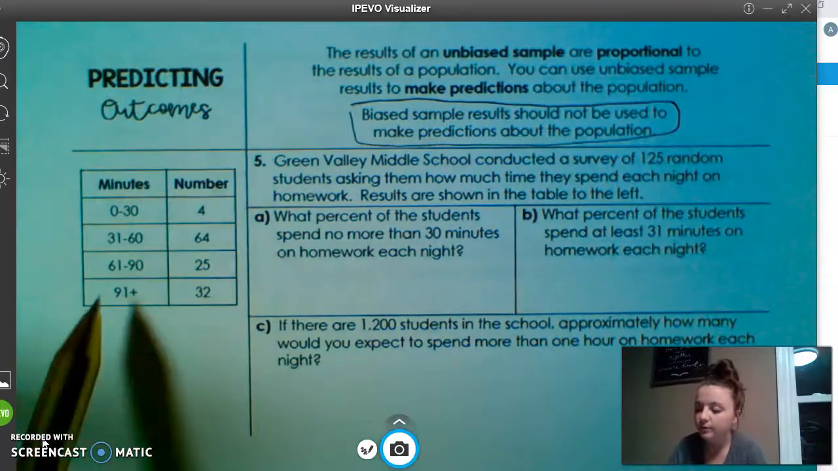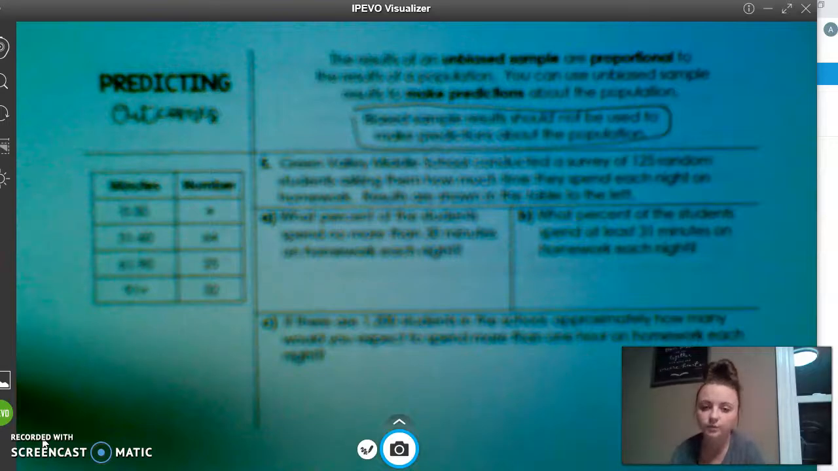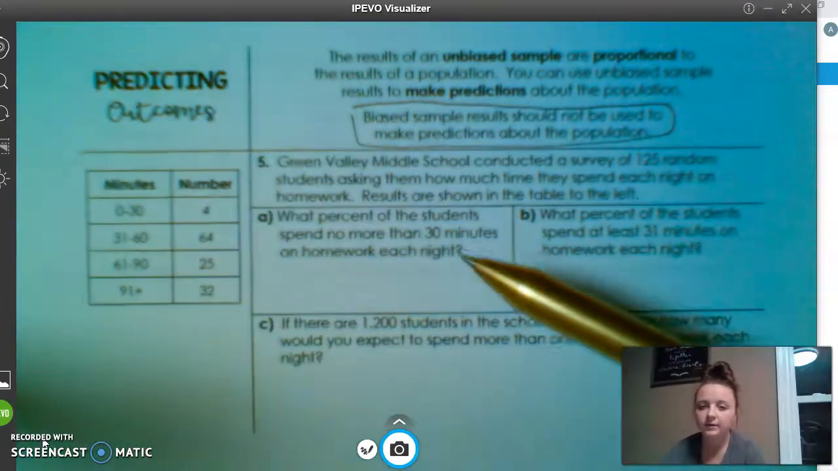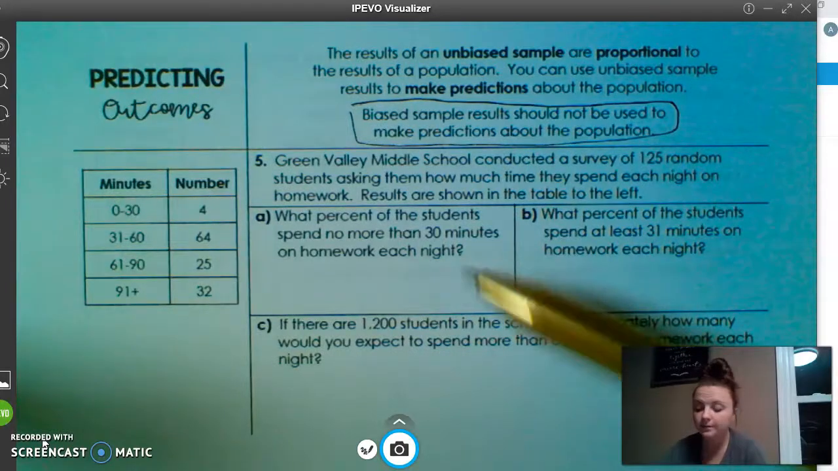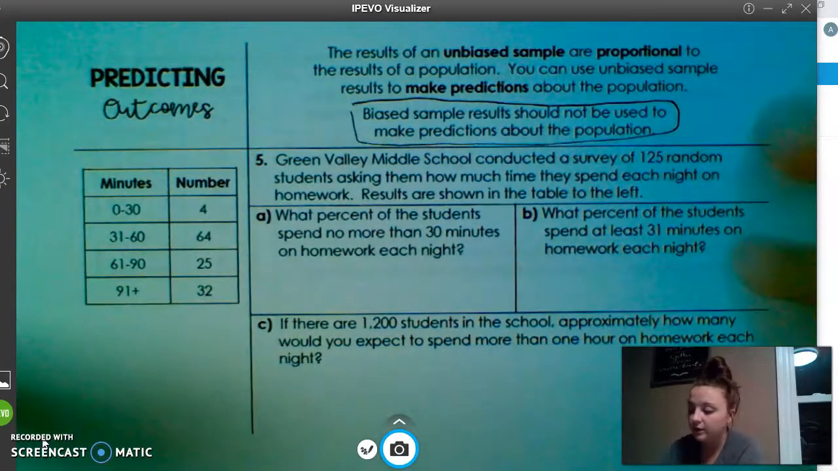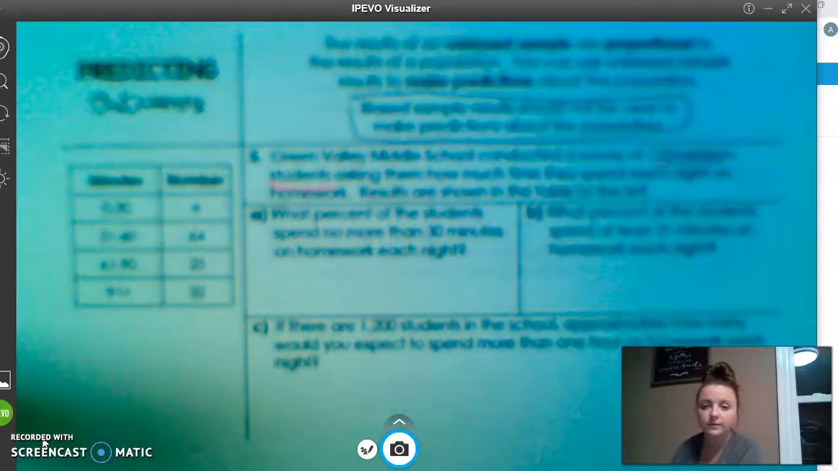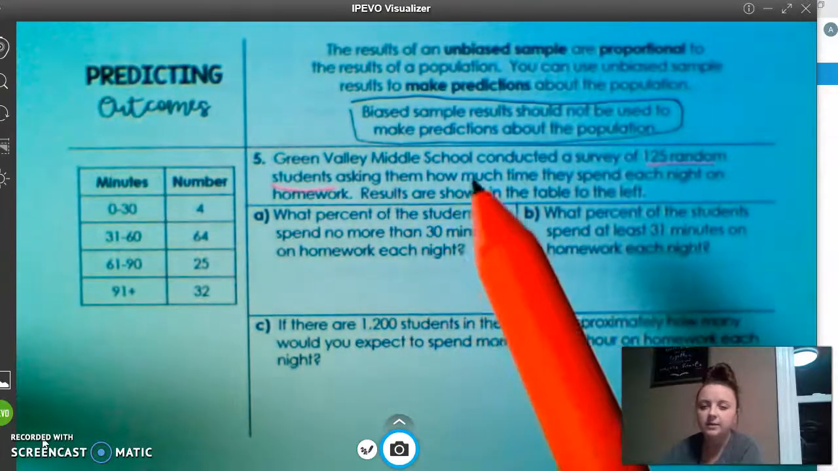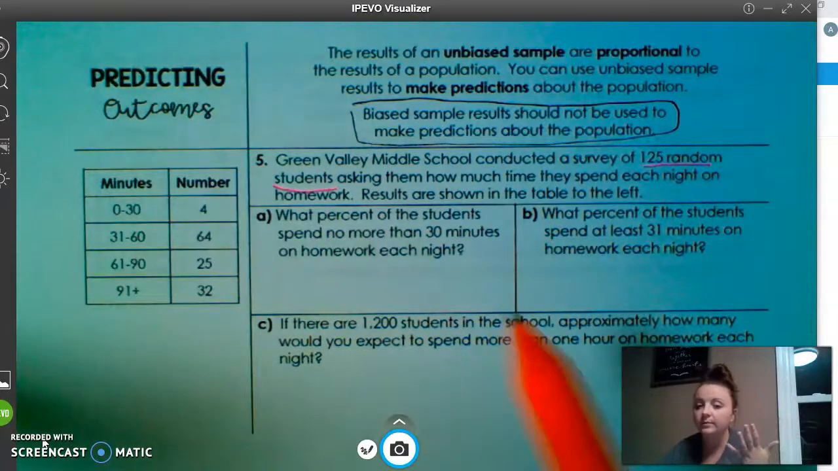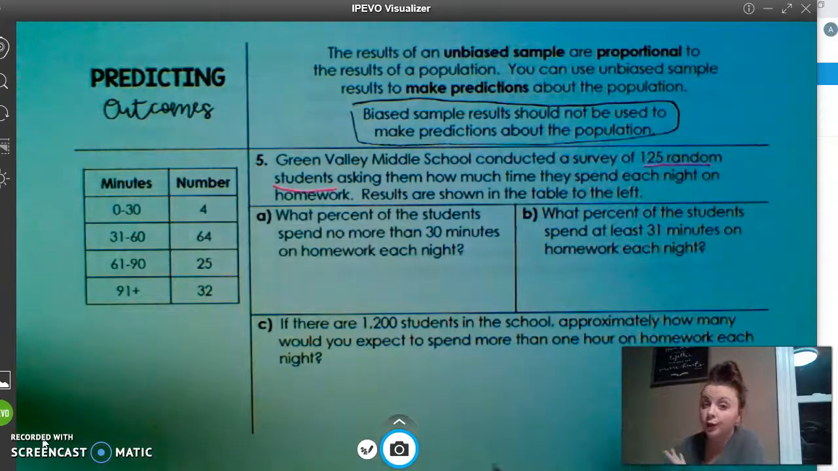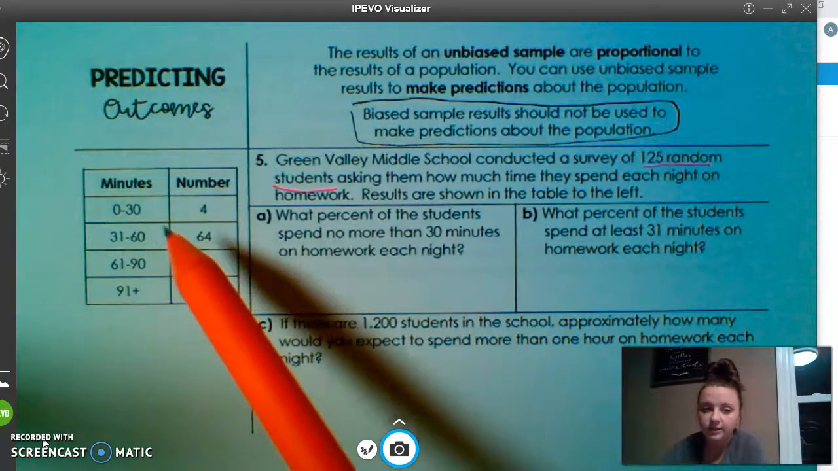So we've got a table, and let's just think about the situation. We've got a middle school conducting a survey of 125 random students. So they talk to 125 students, and they're asking them how much time they spend on homework each night. So they're asking each kid, hey, how much time do you spend? So like right now it'd be, hey, how much time are you spending each day on remote learning? So let's read the table so we can understand it.